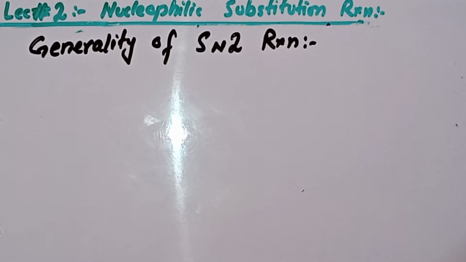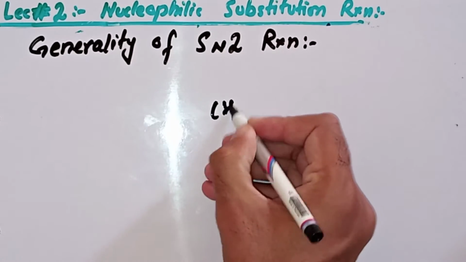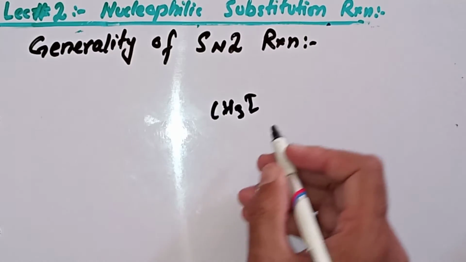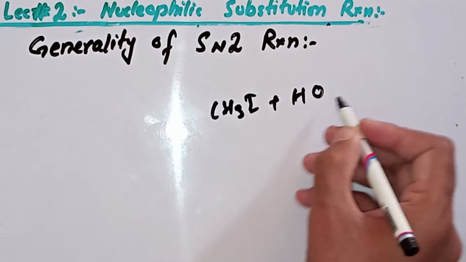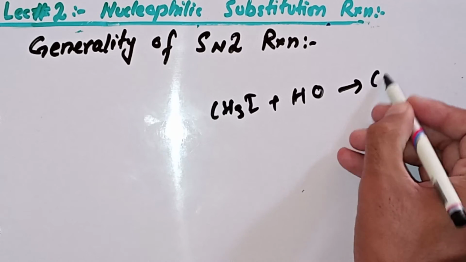Today is lecture number 2 of nucleophilic substitution reaction. Today we will study the generality of SN2 reactions. Most reactions take place by the SN2 mechanism. The reaction of an alkyl halide such as methyl iodide with hydroxide ion gives an alcohol.